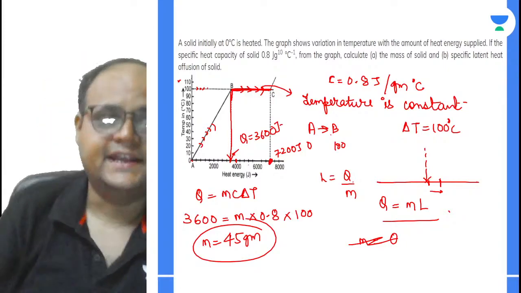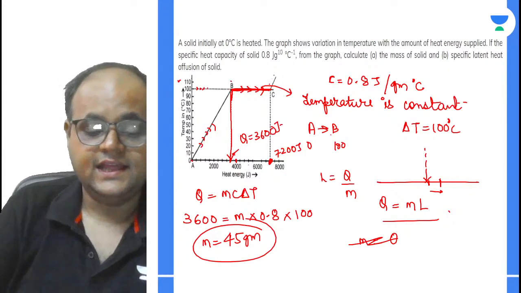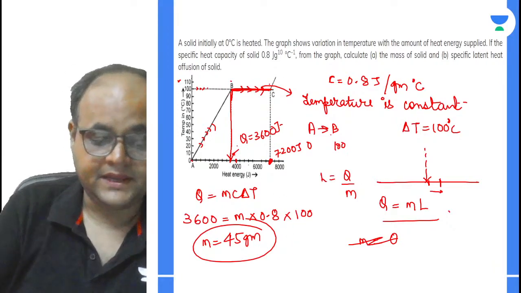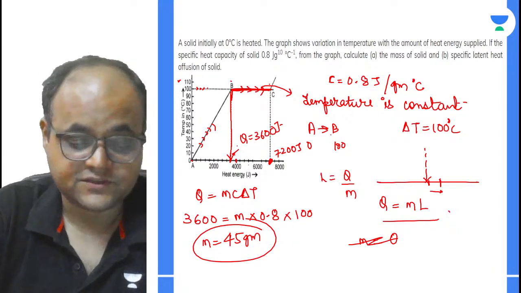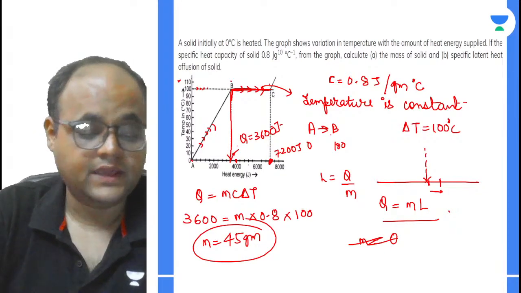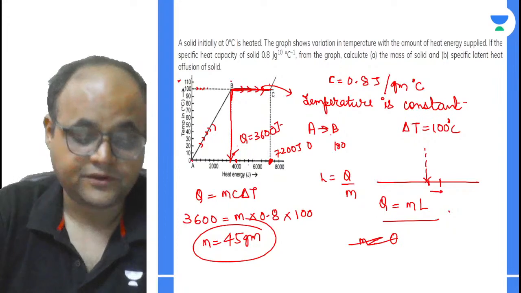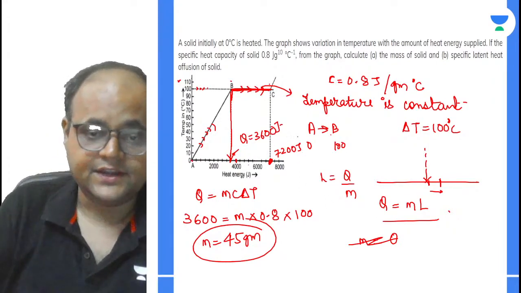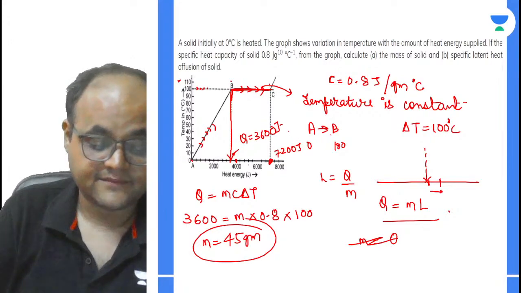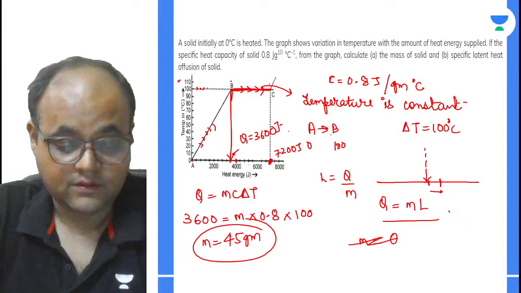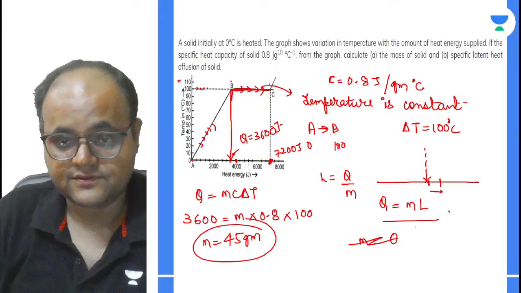What is the net heat from B to C? How much heat is involved? Between B to C, how much heat is involved? First of all, you have to check it. How much heat is involved? Only then we can draw a conclusion. So first of all, check how much heat is involved: 7200 minus 3600. Yes. Okay, Diva is saying it's 80 grams.